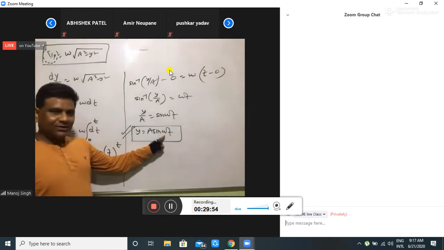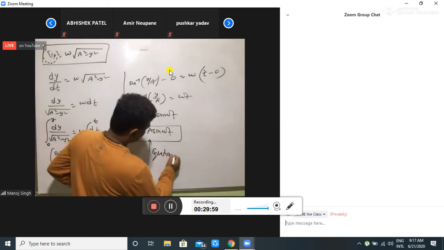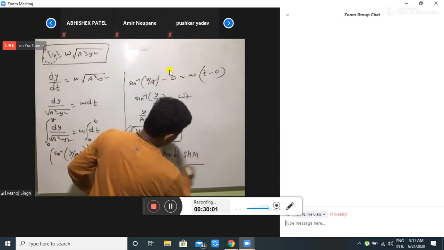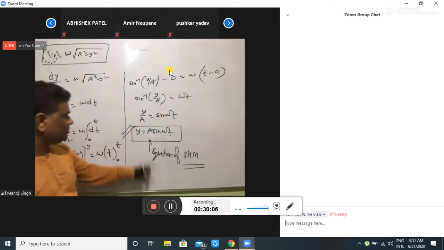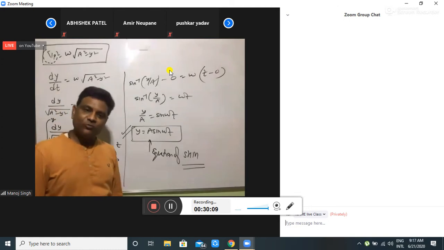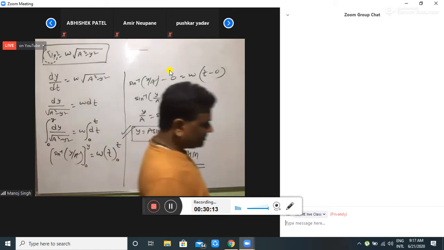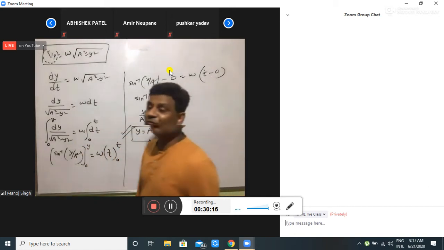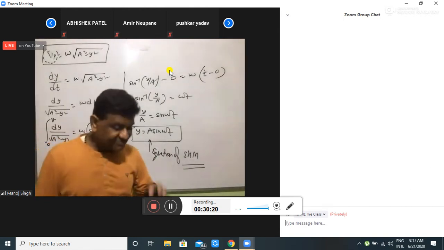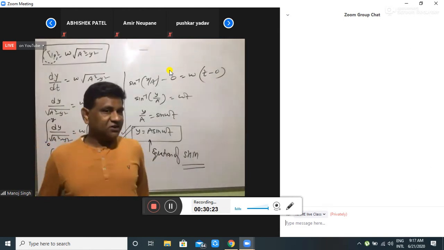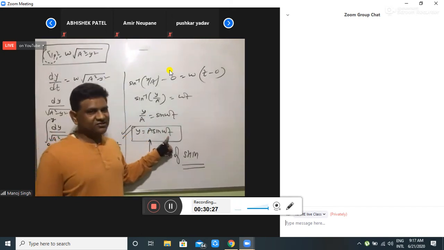So y is equal to a sin omega t is the equation of SHM. This is the equation of SHM. We proved that equation in a class now. Now, if this equation is clear, we will much better understand the equation of a progressive wave. Our motto here is to discuss the equation of a progressive wave, and it will be clear with the help of this equation.